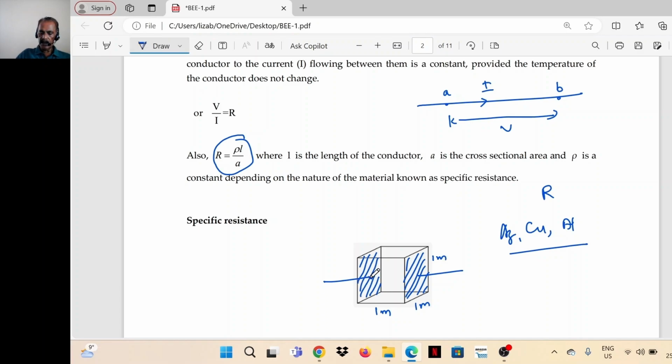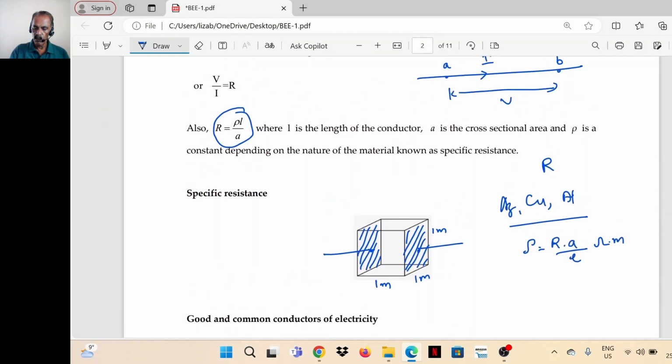Then measure the resistance of this cube across the opposite faces. That is numerically equal to the specific resistance of that material. So R is equal to rho L by A, or rho is equal to R into A by L. R is in ohm, area in meter square, length in meter. So solving, its unit is ohm meter. So in SI units, the unit of specific resistance is ohm meter.